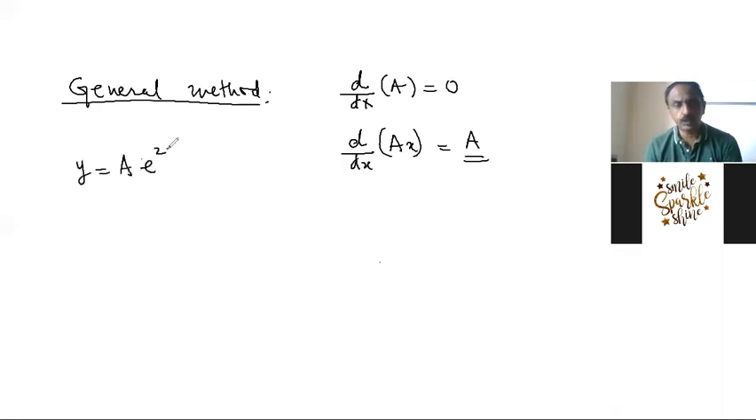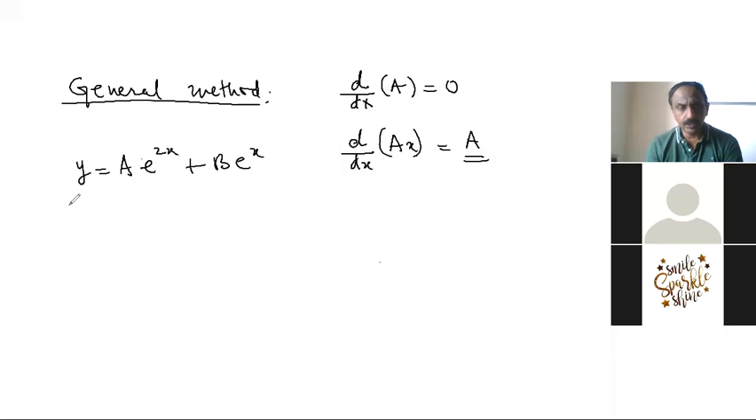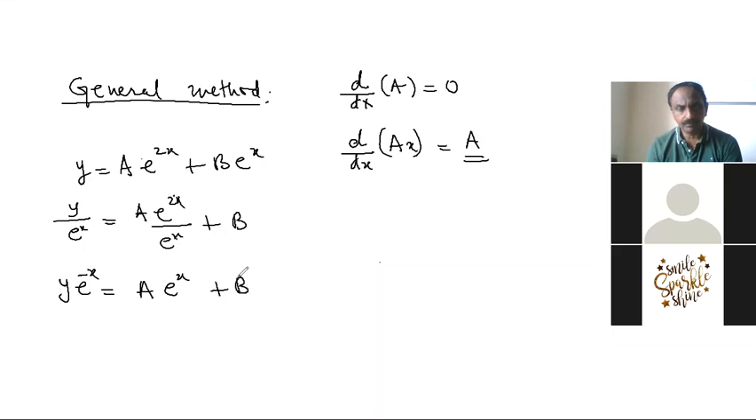Let's say y = a e raised to 2x plus b e raised to x. Now what I'll do is make b independent of x. I want to eliminate b. What is the function of x with the b? e raised to x. So divide by e raised to x. Now this becomes y e raised to minus x equals a e raised to x plus b.